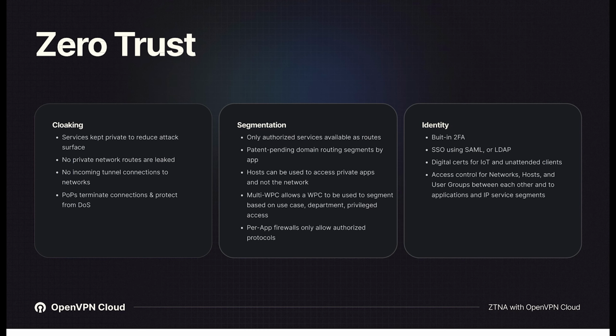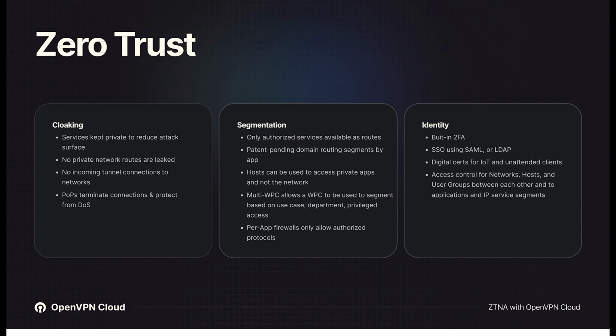Now, the last part of these slides is the identity. We do have a built-in two-factor authentication. You can also use single sign-on by using SAML or LDAP with your own, for example, Active Directory or Azure AD or any other identity providers you may be using. And then you can configure access control for your network or networks and hosts and user groups, and also digital certificates for IoTs and unattended clients.